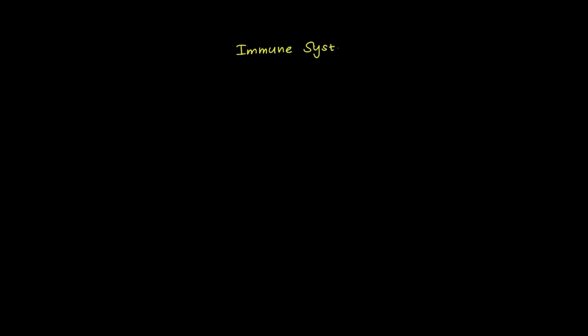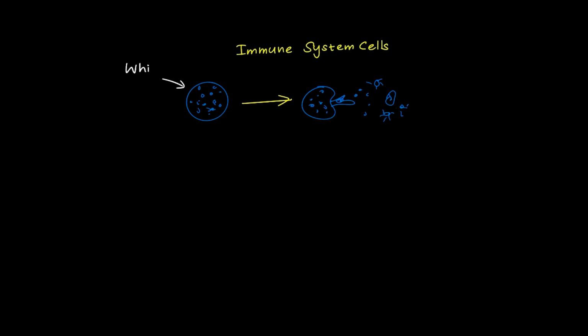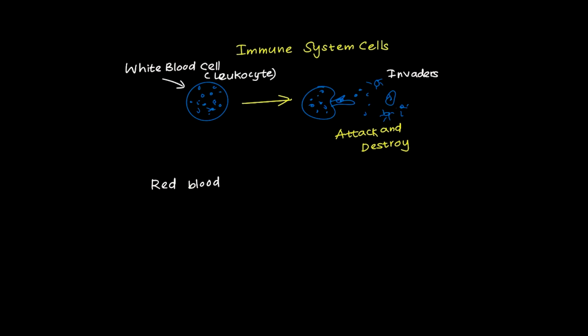Let's break down the body's defense system. The question describes a network that fights bacteria, viruses, and other invaders by producing special cells. Those cells are white blood cells, also called leukocytes. White blood cells are the soldiers of your immune system. They patrol your bloodstream and tissues, hunting for anything that doesn't belong: bacteria, viruses, parasites, even cancer cells. When they find a threat, they attack it, engulf it, or mark it for destruction.